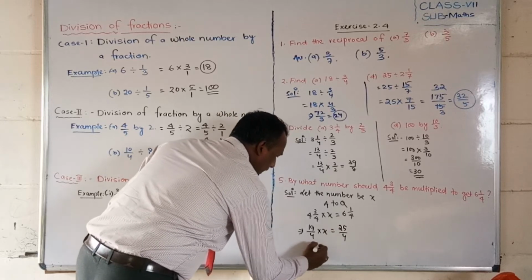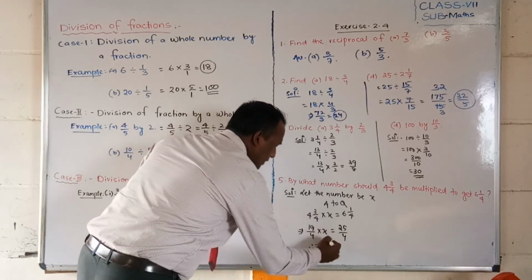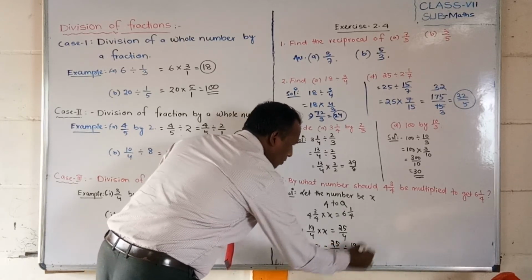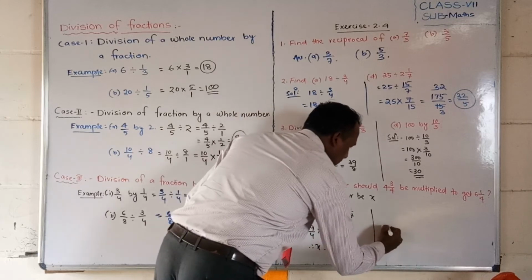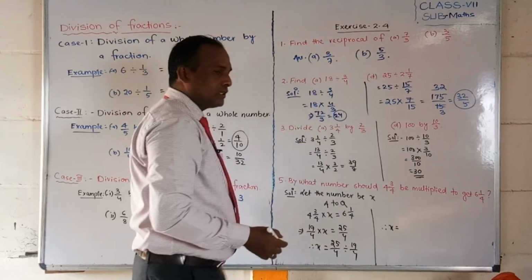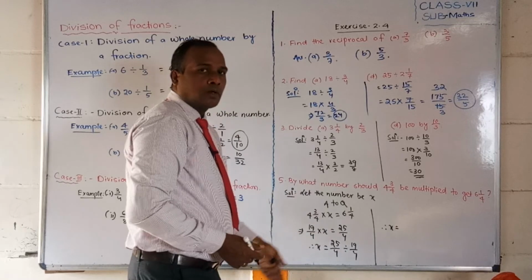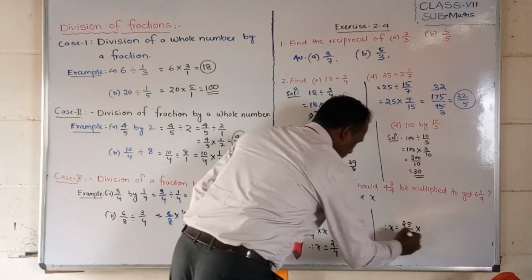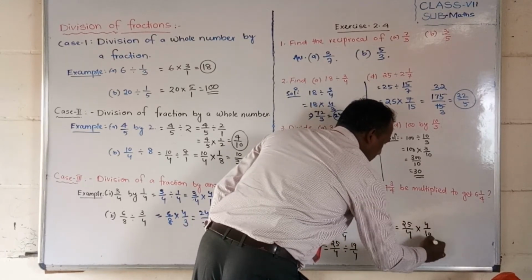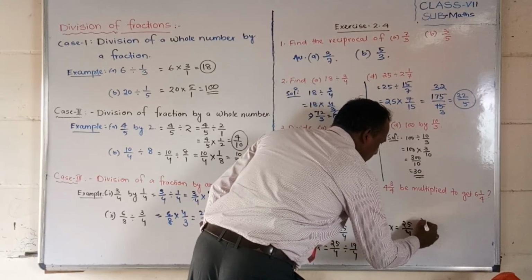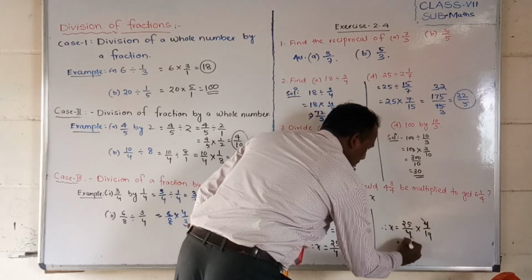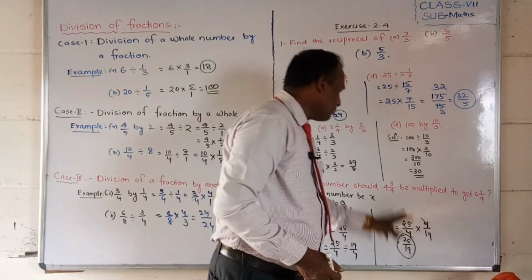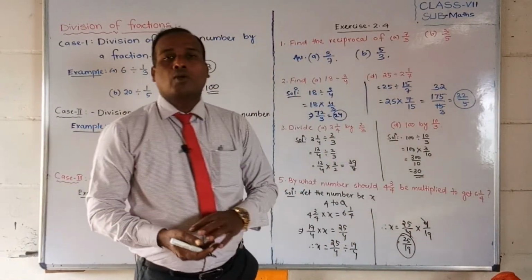Friends, x is equal to, this one will go to that side and you will get division. So 25 by 4 divided by 19 by 4. Hence x is equal to, since it is a division of two fractions, this will change into the reciprocal. So 25 by 4 into 4 by 19. We can cancel 4 and we will get 25 by 19 as the answer. So if you multiply 25 by 19 with this number, you will get 6 whole 1 by 4.